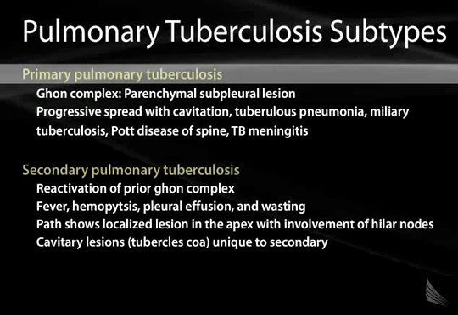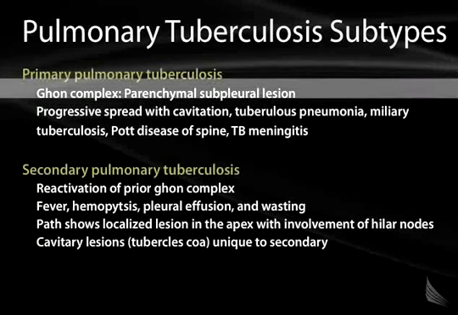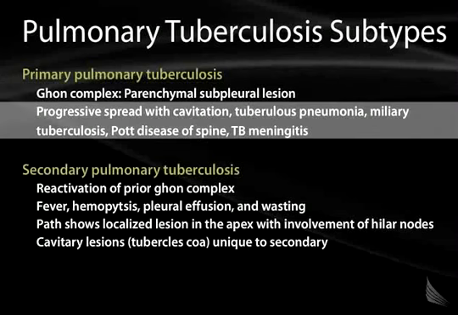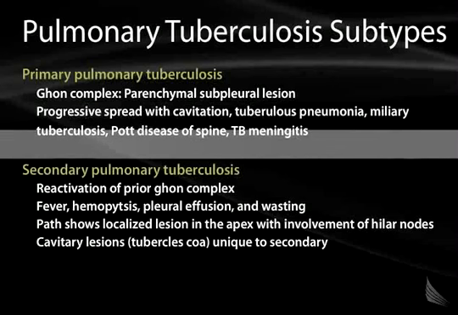Primary pulmonary tuberculosis normally deals with the Ghon complex, which is parenchymal subpleural lesions. This can be a progressive spread with cavitation and tuberculous pneumonia, miliary tuberculosis, as well as Pott's disease of the spine and TB meningitis. Pott's disease of the spine is when you have a TB infection of the vertebra that actually causes compression fractures of the spine.